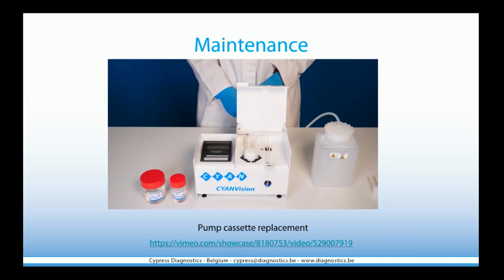So you can see now that the number of tubes in the instrument is very, very limited. You have the inlet tube, the tubing going to the flow cell, then from the flow cell towards the pump cassette, and then the outlet tube from the pump cassette towards the waste. When we look at the maintenance, actually this is the only thing that needs to be done every 6 months.